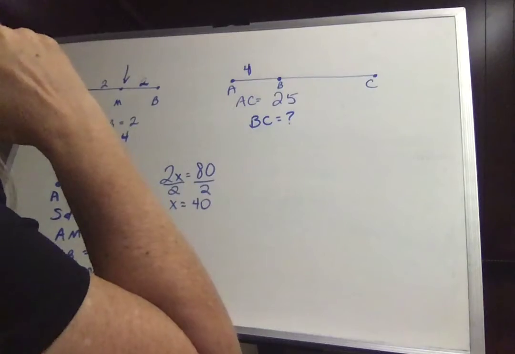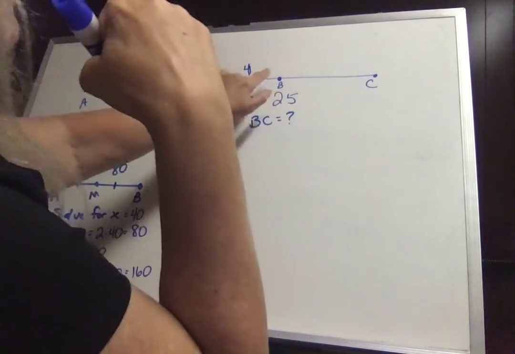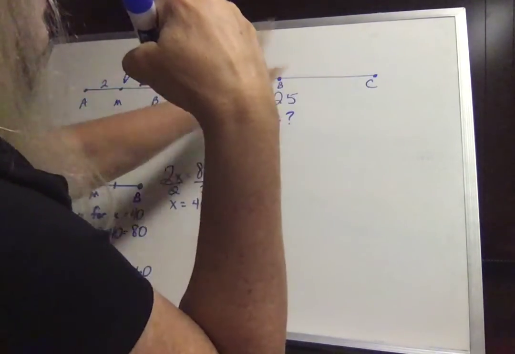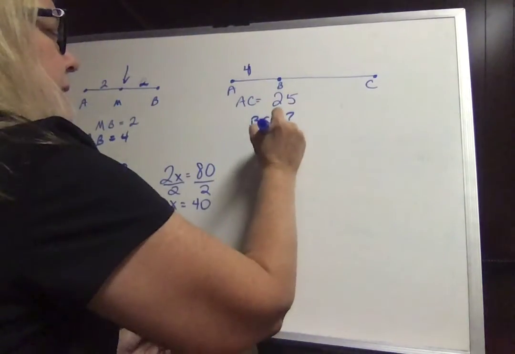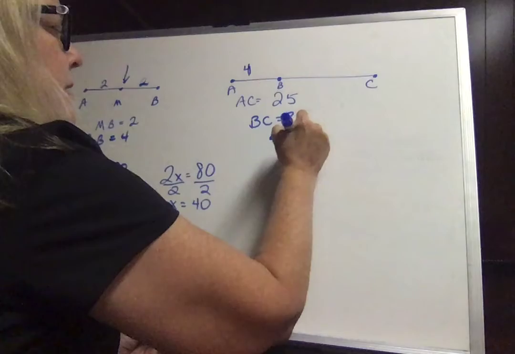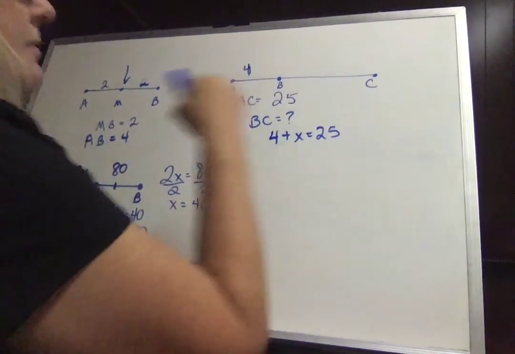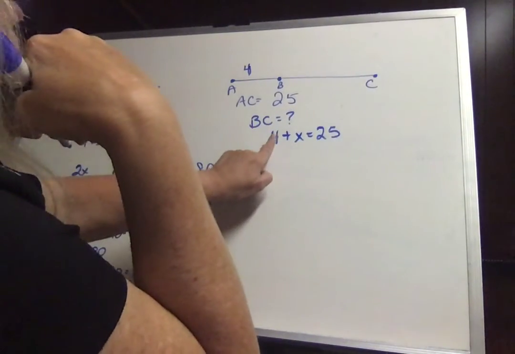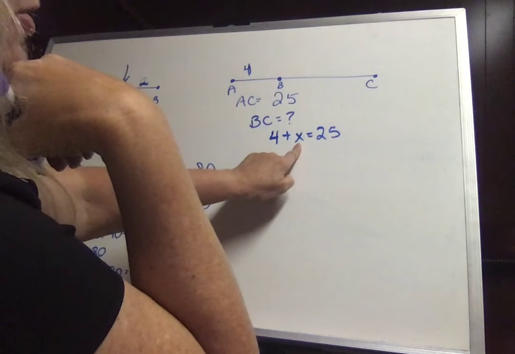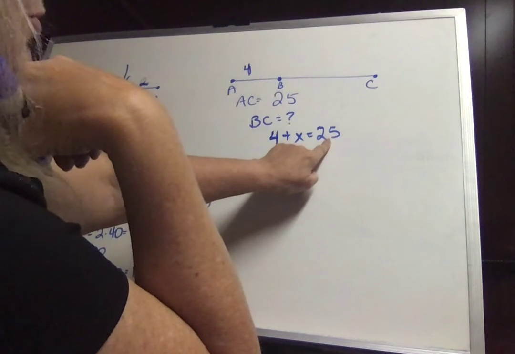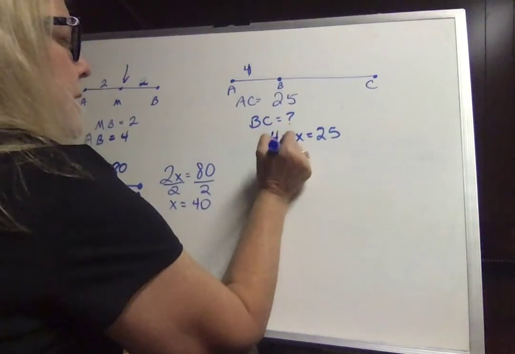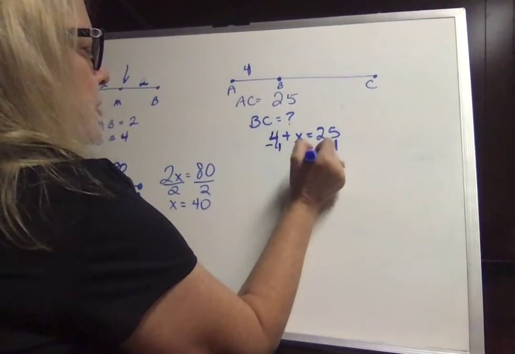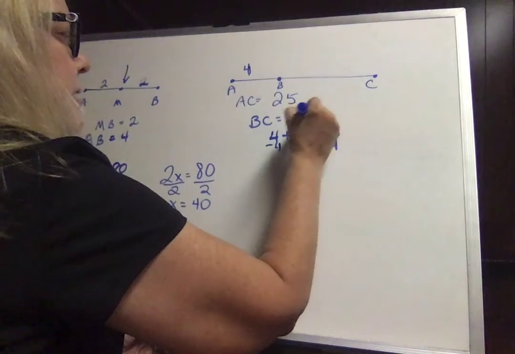How could you find out that? If this part plus this part equals the whole thing A to C, then basically that's saying 4 plus an unknown equals 25, right? Part plus the part that we don't know equals the whole thing, A to C, which is 25. So subtract: x equals 21, or BC equals 21.